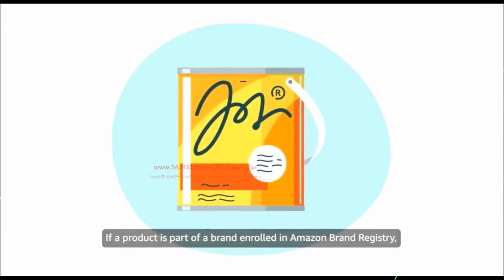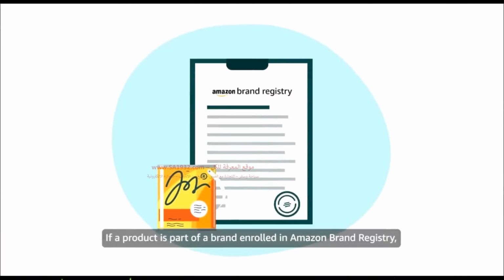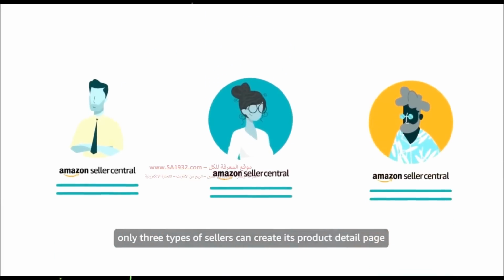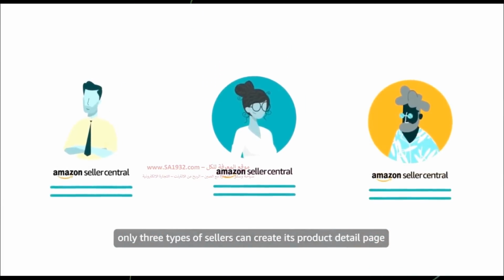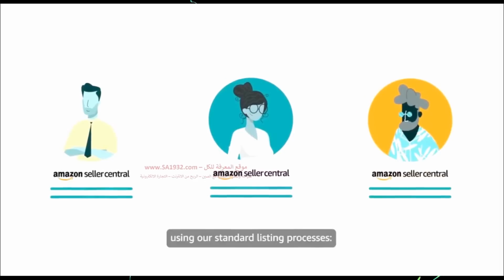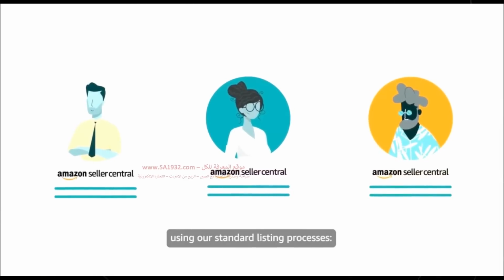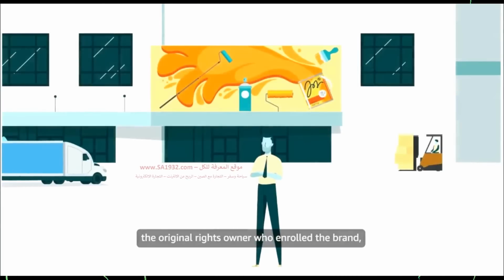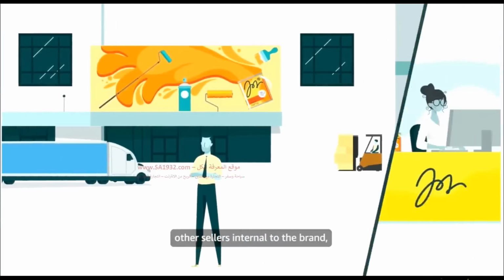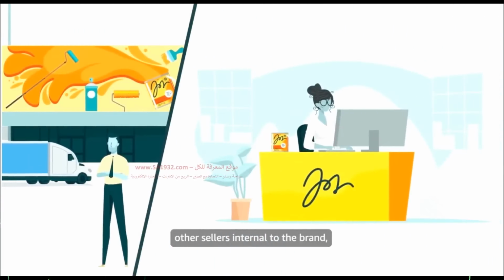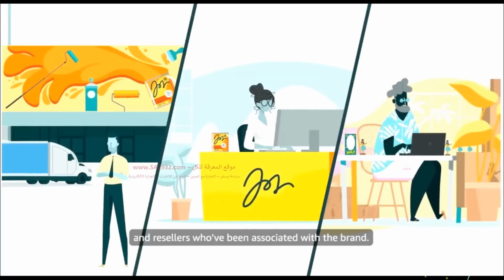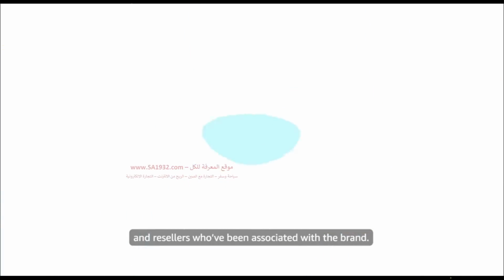If a product is part of a brand enrolled in Amazon Brand Registry, only 3 types of sellers can create its product detail page using our standard listing processes: the original rights owner who enrolled the brand, other sellers internal to the brand, and resellers who have been associated with the brand.